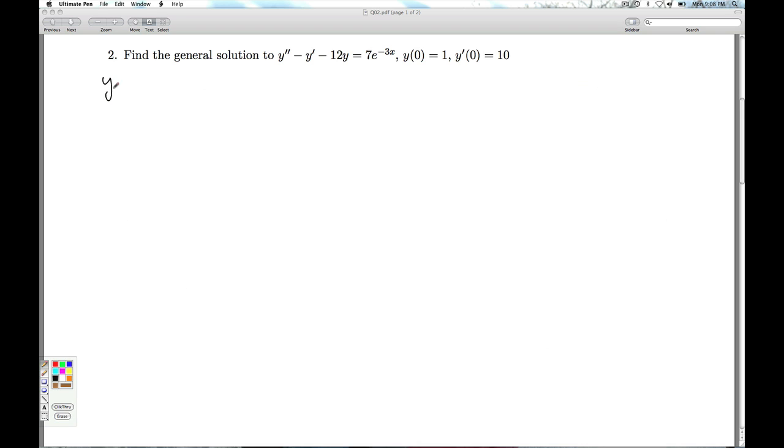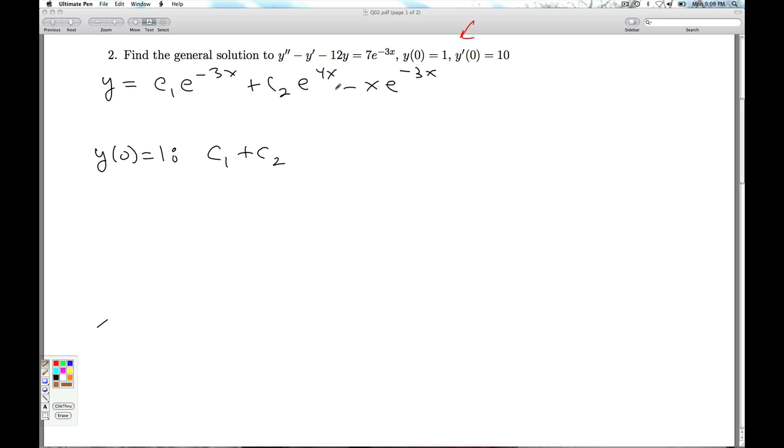That means that my general solution to the non-homogeneous ODE is c1 e to the minus 3x plus c2 e to the 4x minus x e to the minus 3x. To pin down the c1 and c2, now's the time when I impose the initial conditions. Y at 0 equals 1. I plug in x equals 0. I get c1 there plus c2 from that. I plug in x equals 0 there and get 0. So this has to be 1.